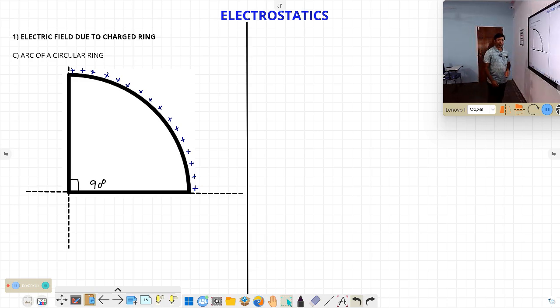A quarter part of a circle is taken. You can apply this to any angle subtended by the arc of a circle also. So here we have taken one quarter part of the circle. Further, we are deriving the equation for electric field intensity, right?